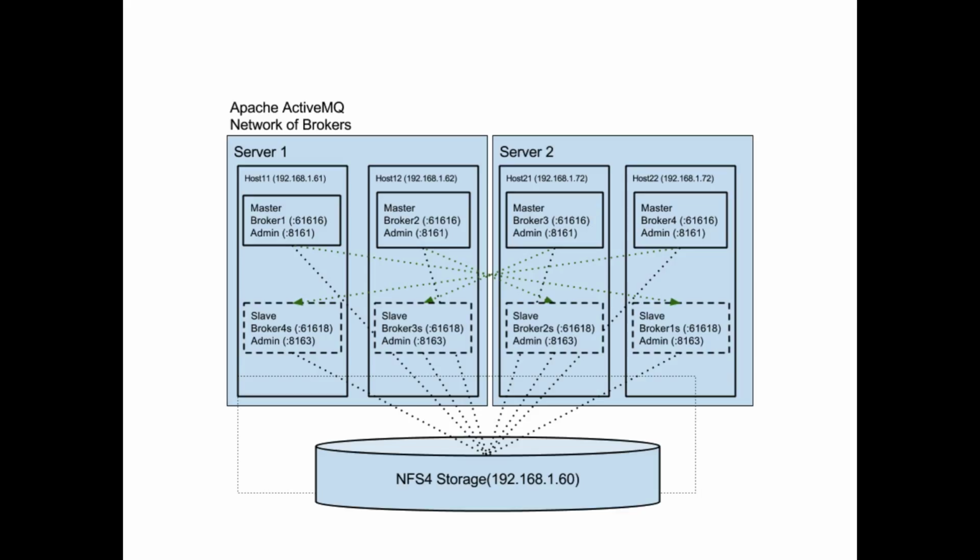Now, this diagram provides a view of the architecture that was implemented for our testing. Using this architecture, the goal was to cover service availability through clustering, which in ActiveMQ is referred to as a network of brokers. And we also wanted to provide message reliability using the ActiveMQ master-slave failover. And as you can see, each master broker has a corresponding slave broker on another server.